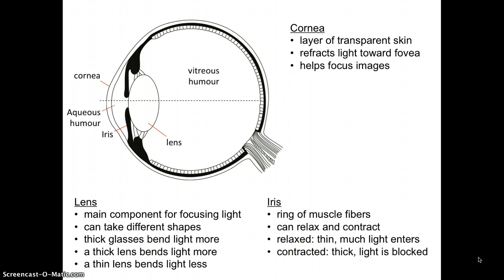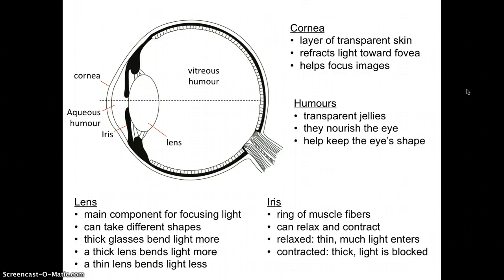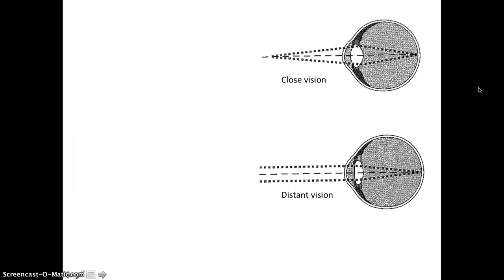There's also these things called the humors. The aqueous humor is in the front and the vitreous humor. And these are the transparent jellies. They have nutrients or they have things in them that nourish the eye, but they also help to keep the eye's shape. So this is not empty space here. There's some transparent jelly-like substance called the humor.